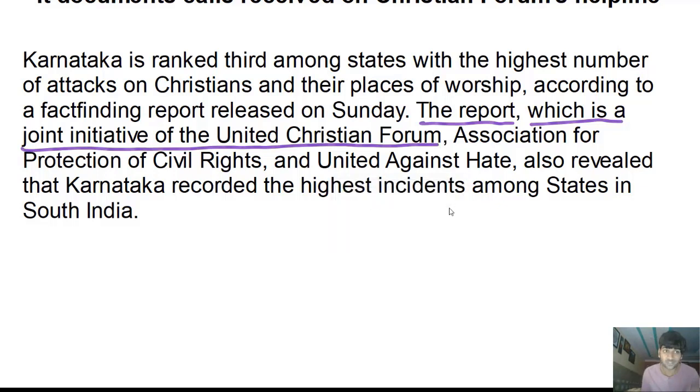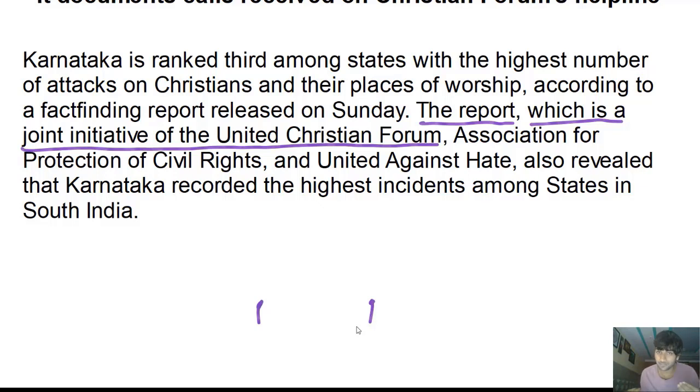So the report, which is a joint initiative of the United Christian Forum. So the report, now it is proper. We know which report the writer is referring to. Since we do, whatever information we're going to give about it is going to be extra, non-essential. And what do we do with non-essential information? We separate it, we offset it from the rest of the sentence using commas. This is what we do with extra information, right?